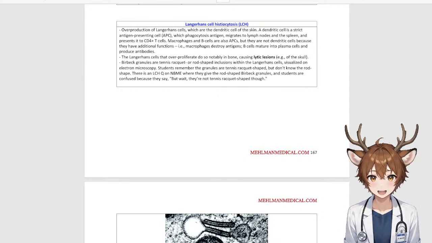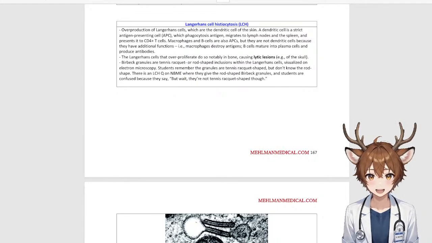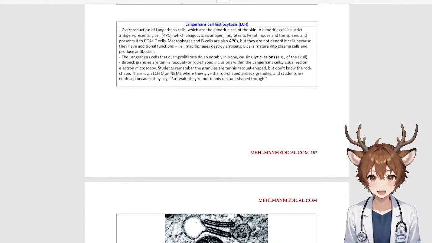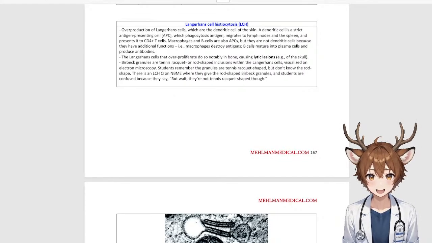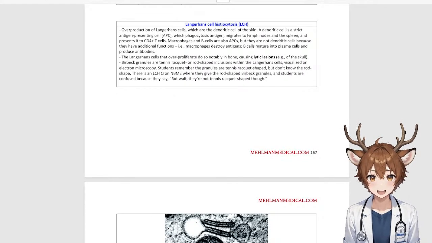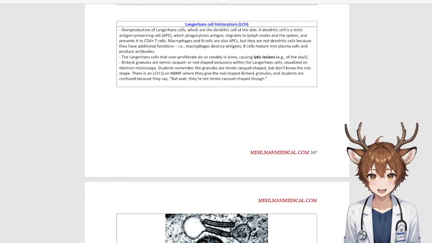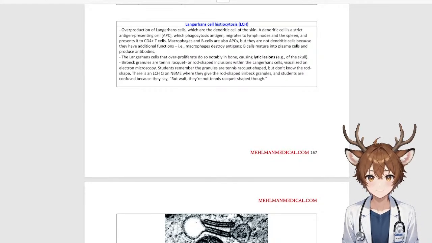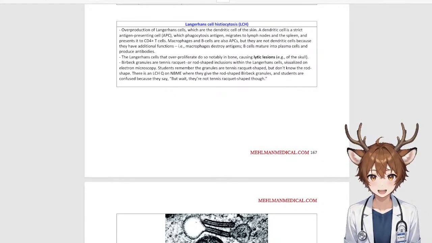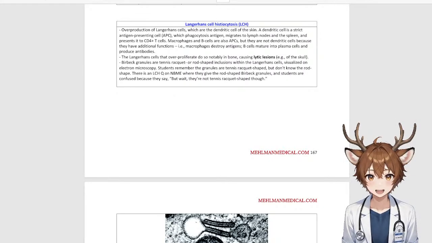The Langerhans cells that over-proliferate do so notably in bone, causing lytic lesions, that is to say, of the skull. Birbeck granules, or tennis racket or rod-shaped inclusions, are found within the Langerhans cells and visualized on electron microscopy. Students remember that the granules are tennis racket shaped, but do not know the rod shape. There is an LCH question on the NBME, Langerhans cell histiocytosis, where they give you a rod-shaped Birbeck granule, and the students are confused because they say, but wait, they're not tennis racket shaped though.